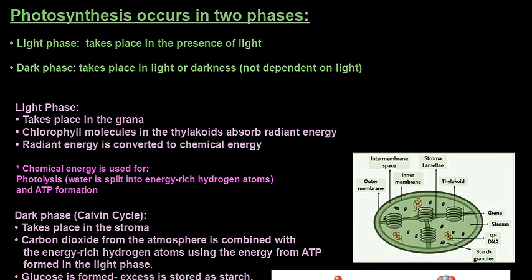Now, photosynthesis, getting to the process itself, it occurs in two phases, the light phase and then the dark phase. Now, the dark phase can be a bit confusing when you look at the name, but we'll look at that in just a bit. So the light phase, it takes place in the presence of light. So this phase, you can also say, is light dependent. It is dependent on light for it to be able to take place.